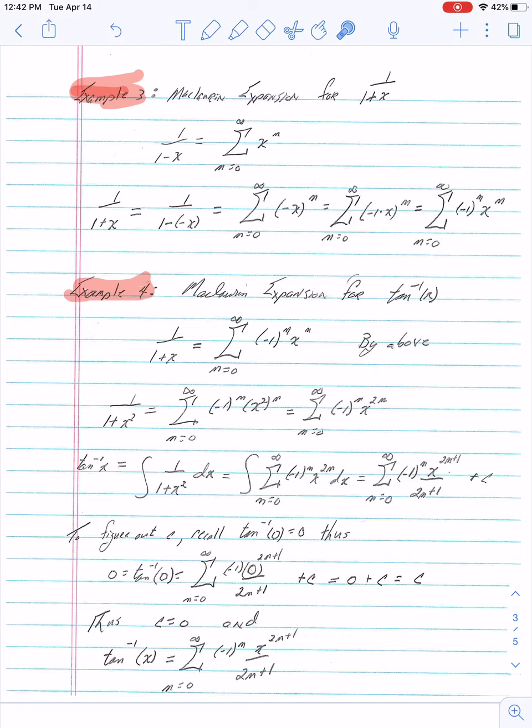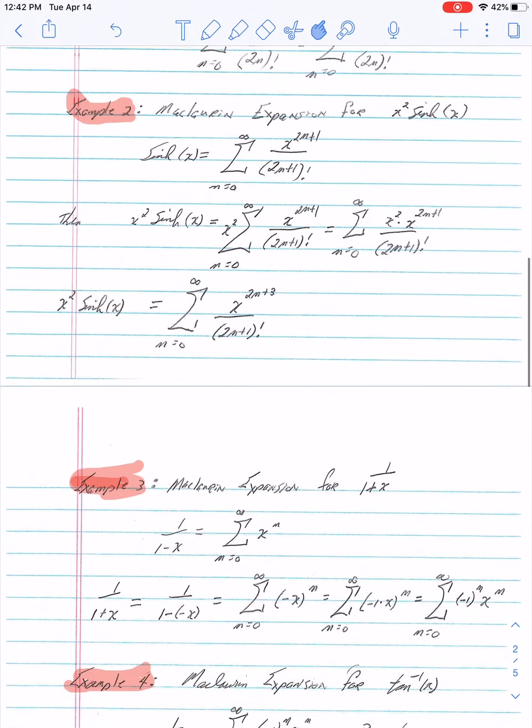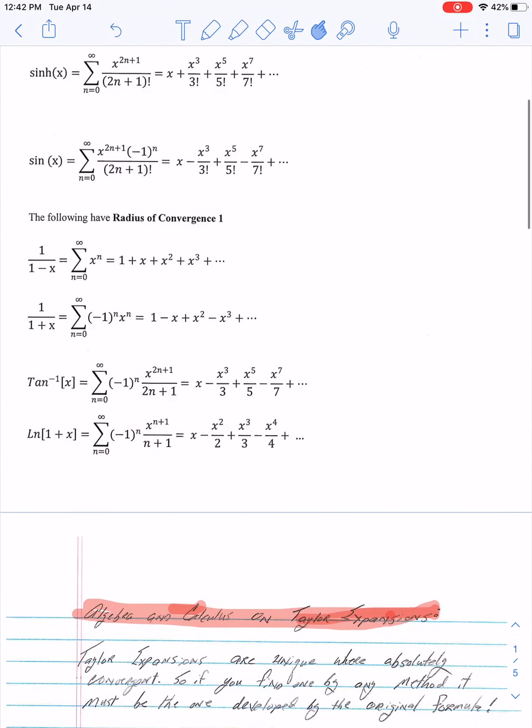Now, let's see if that fits with what we have for it up here. Minus 1 to the n, x to the 2n plus 1 over 2n plus 1. Ha! It does. So I get a warm, fuzzy feeling. I did it right. And that math is true.